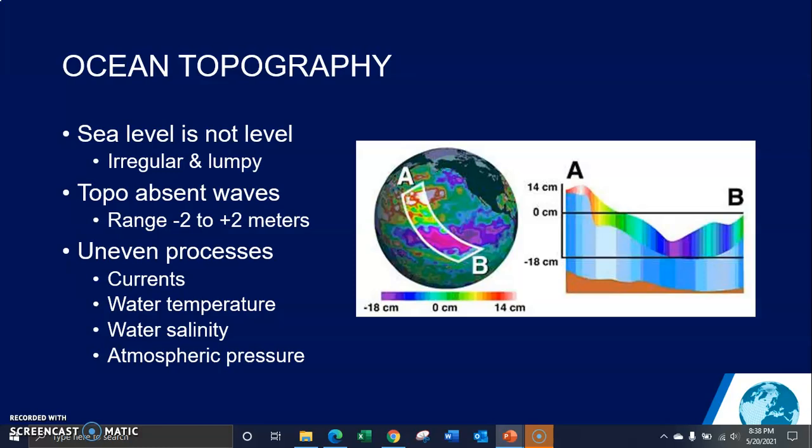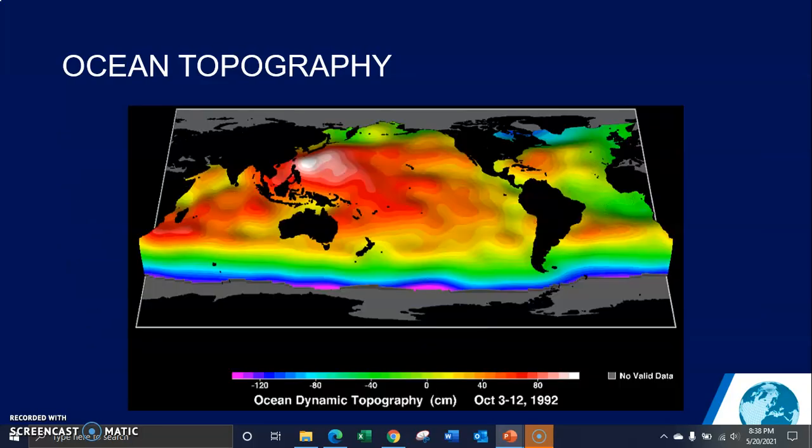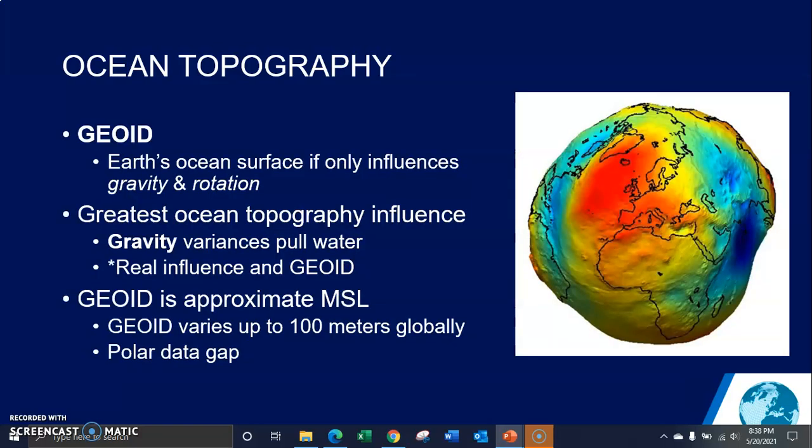And this is due to various physical processes, including currents, various types of water temperatures, so the thermal expansion and contraction of water, the salinity differences, as well as atmospheric pressure. And the reason that these are resulting in topographic differences is basically the result of these processes being very uneven and occurring in different intensities in different places. Now, this diagram here gives you a basic overview of the different global major changes in ocean topography. So you can see there's a pretty decent range to sea level.